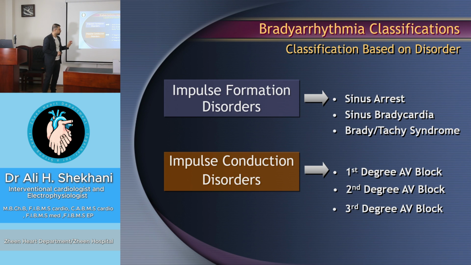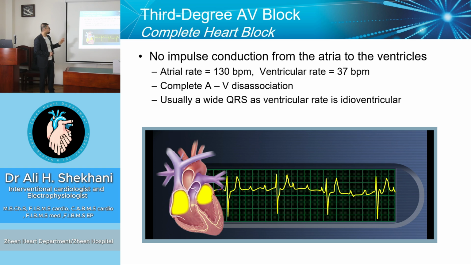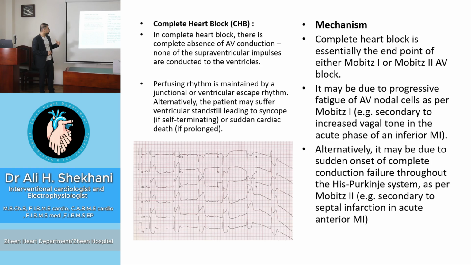We have third-degree AV block. In third-degree AV block, there is complete dissociation between P and QRS. As in this example, this patient also has inferior myocardial infarction complicated by complete heart block.